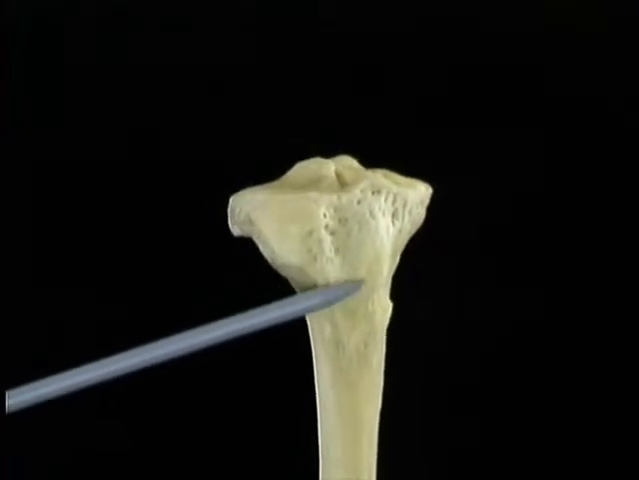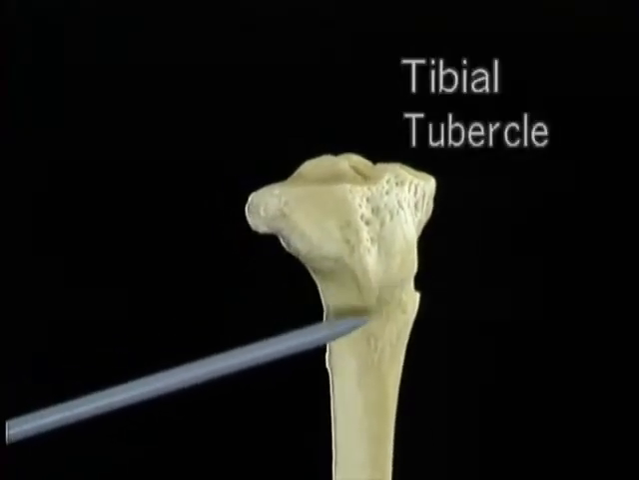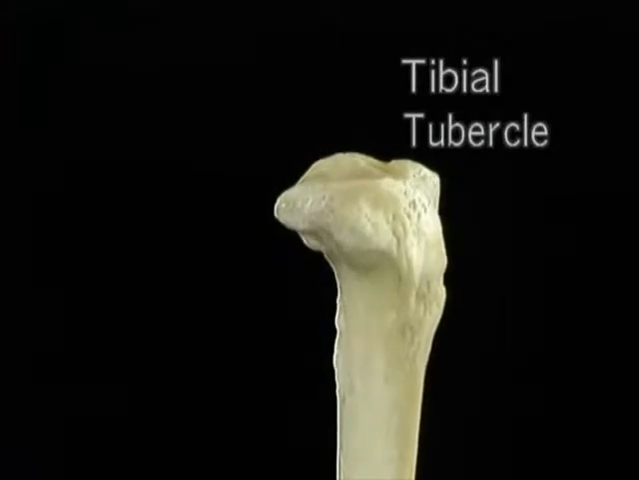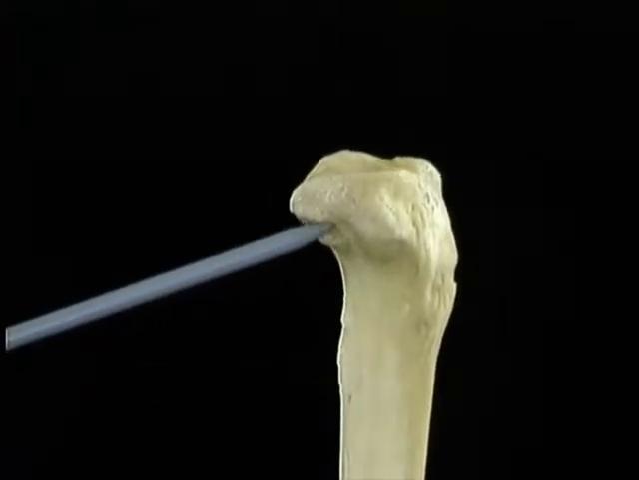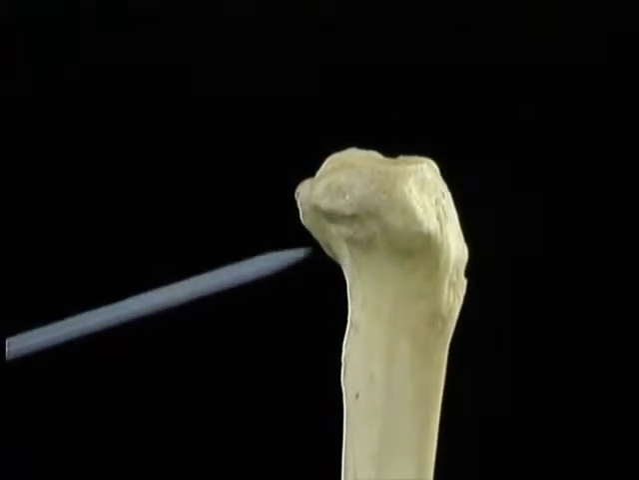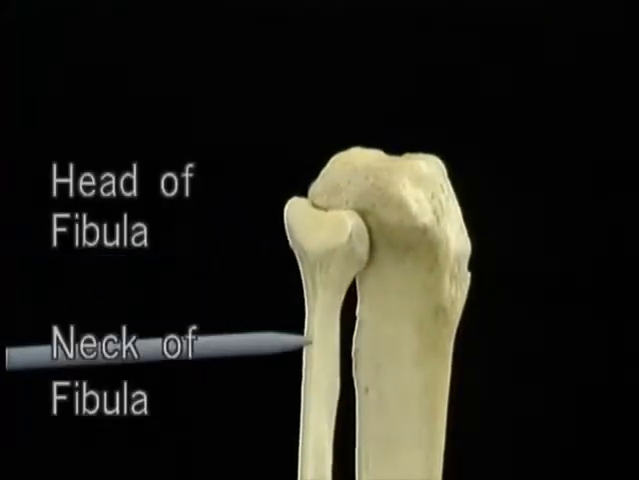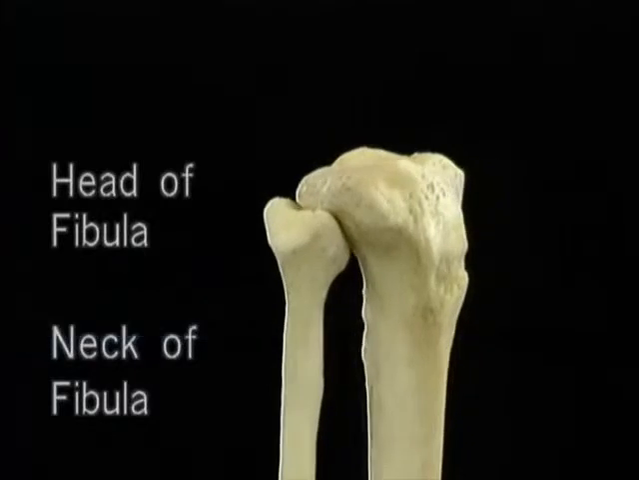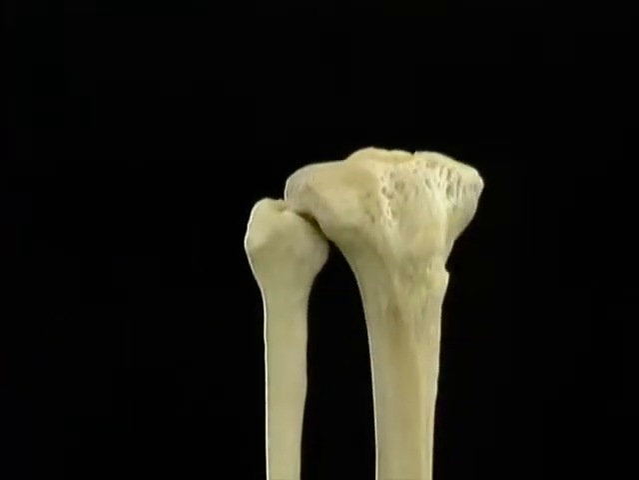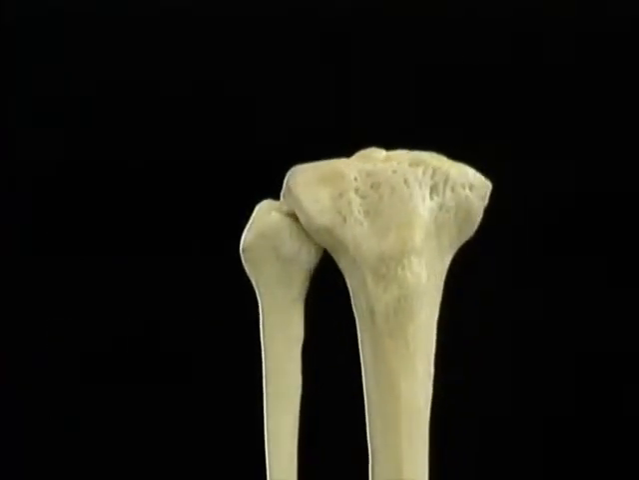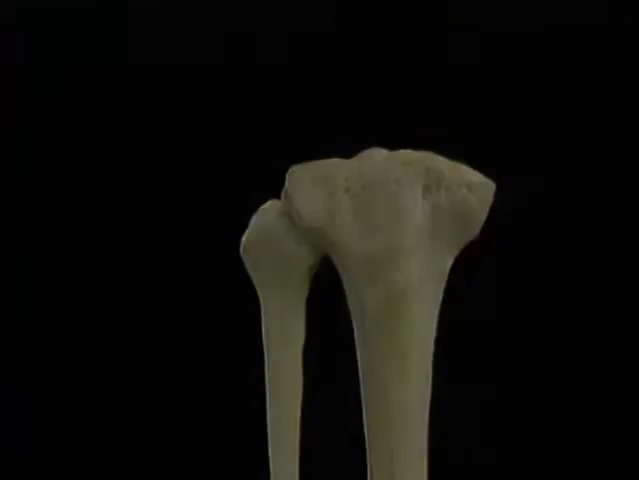This prominent lump on the front, the tibial tubercle, is the final insertion of the quadriceps tendon. The small facet under here is for the fibula, which we'll add. This is the head of the fibula. This is the neck. The head of the fibula is the point of attachment of a major ligament of the knee joint, as we'll see.